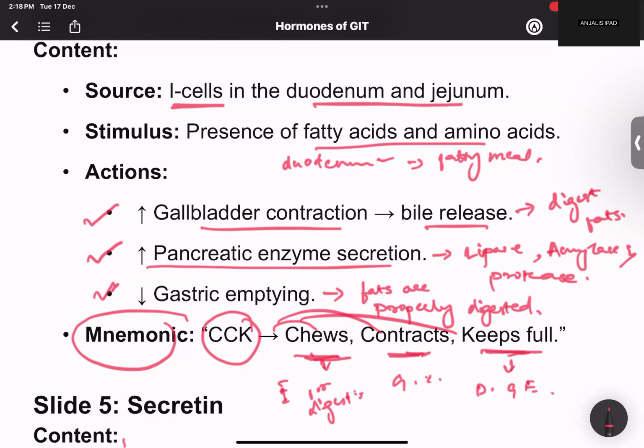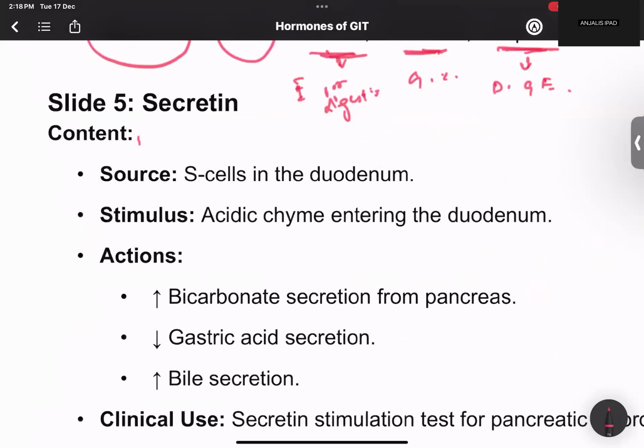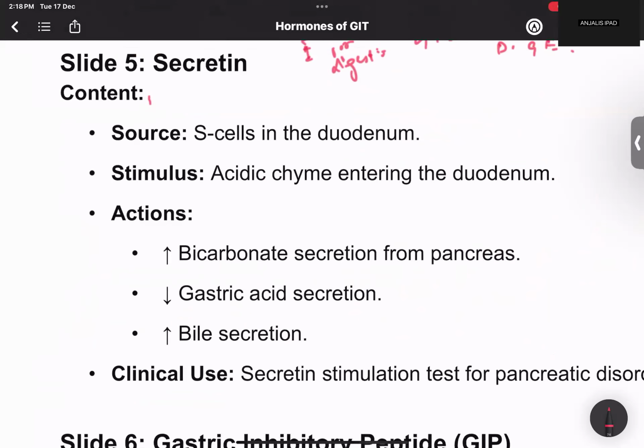That will be secretin. All right. Now, what is the source of secretin? Secretin is released by S cells in the duodenum.